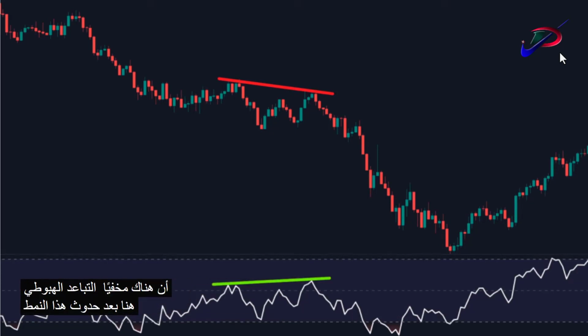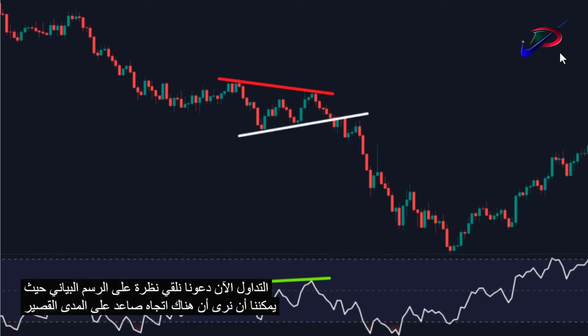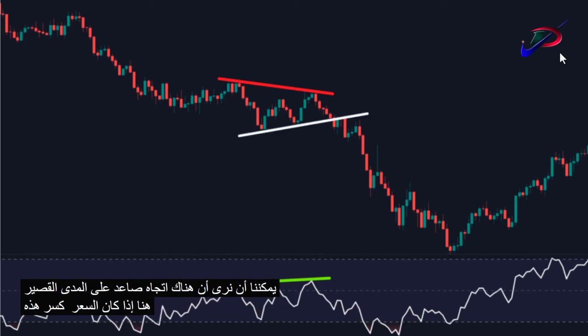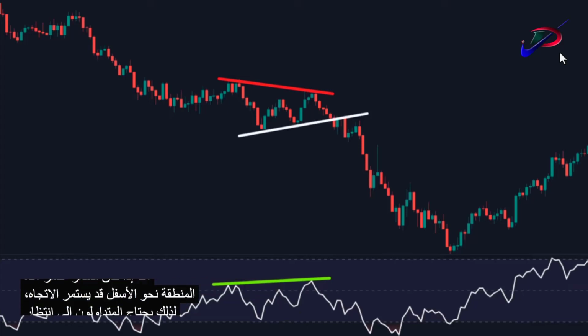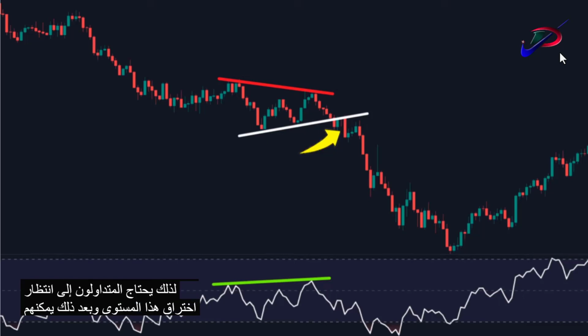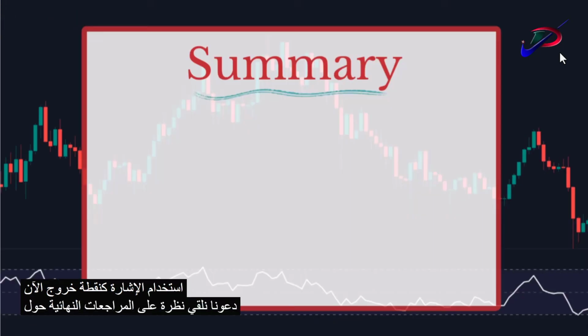After this pattern occurs, traders need to look for additional confirmations. Because, as I said before, reducing the risk is very important when trading. Now, let's look at the chart. As we can see, there's a short-term upward trend in here. If the price breaks this area, downward trend may continue. Therefore, traders need to wait for the breakout of this level, and then they can use this signal as an exit point.